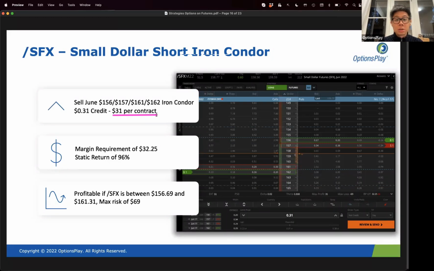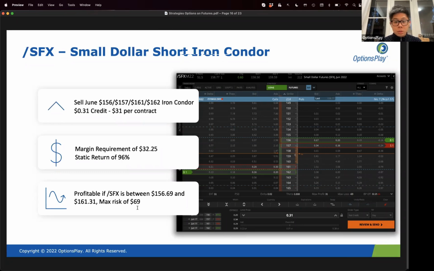And this actually increases your static return to 96%. And this is profitable as long as this is between 156 and 161 with a max risk of now only $69 a contract versus the unlimited risk that you take with a short strangle. So those are some of the adjustments that you could potentially make as a retail trader if you're not comfortable taking on the unlimited risk of a short strangle, but you still want to take advantage of this volatility risk premium that I referred to here today.